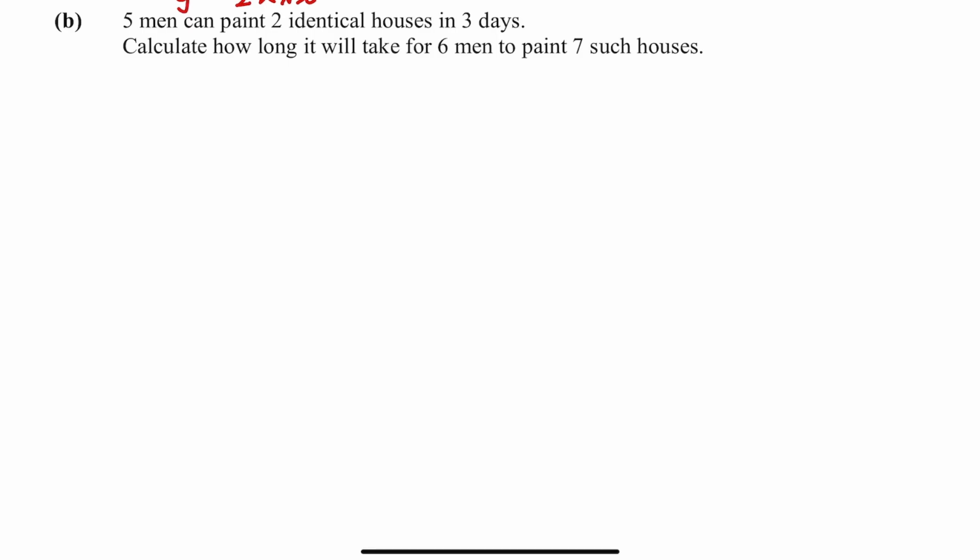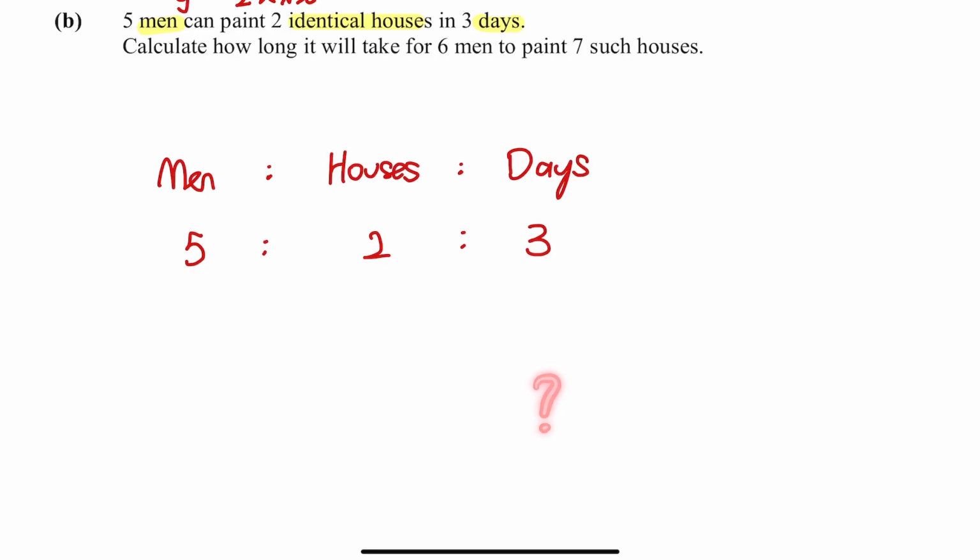For such questions, usually I like to do the ratio method. I identify 3 quantities. Over here I see men, number of houses, and days. So I can rewrite this to become men, houses, days. So over here I have 5 men can paint 2 houses in 3 days. Before we try to solve, I want to find, in the end, 6 men to paint 7 houses. How many days do I need? So in order to do that, we must first identify between men, houses, and days, whether it's directly proportionate or inverse proportionate.